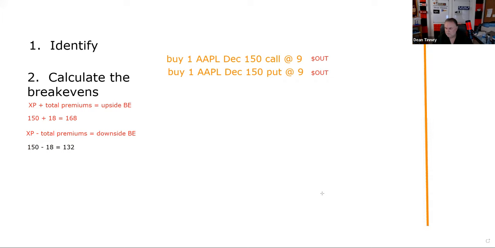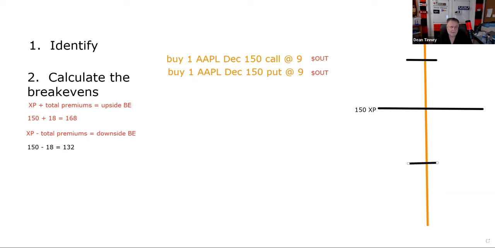Right? Can go from zero to infinity. And here is the strike price that we are straddling. We are straddling 150. That is our strike price. And that's why it's called a straddle, because that's what we're straddling. We're either long or short. We've got to cover our out-of-pocket costs, so we're going to have two break-evens. We're going to have our upside break-even, and we're going to have our downside break-even.